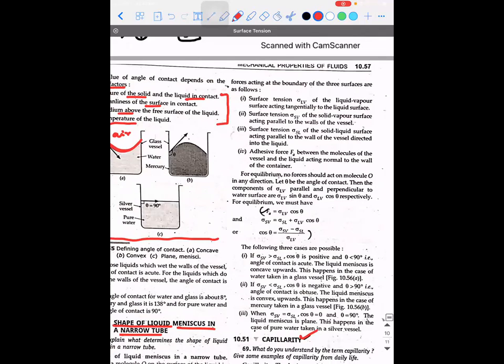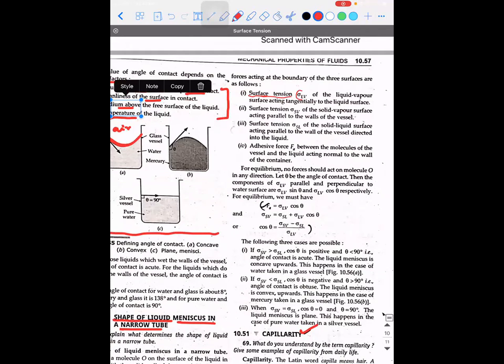Surface tension of the liquid-vapor interface is given as TLV. Similarly, surface tension for the solid-vapor is given as TSV. For solid-liquid it is given as TSL, and the adhesive force is given as FA, which is going to exist between the molecules of the liquid and the container.